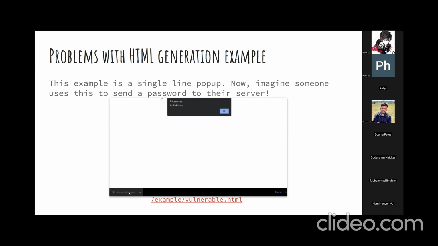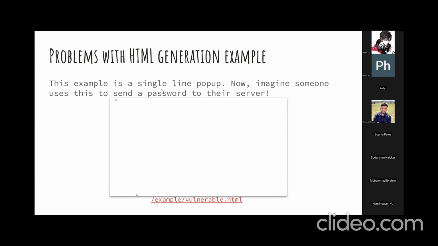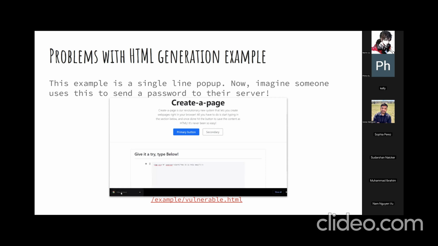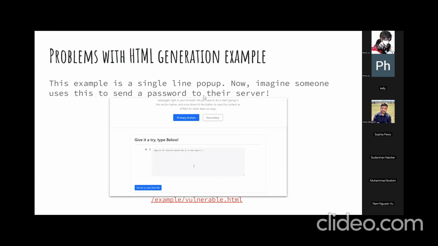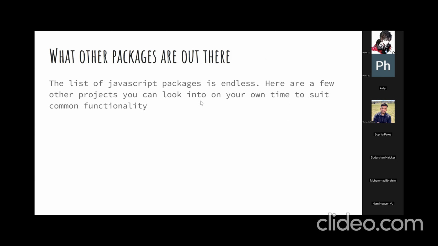So in this example, we're trying to do a single line pop-up, and now imagine someone uses this to send a password to their server. This would cause a lot of issues, especially because of the security component not being established. And again, you want to make sure that the general security of the function that you do is set properly and is robust. There are other packages that you can use out there in JavaScript. There's an endless amount. Again, you can look at other projects and then see how you can implement them into your own.